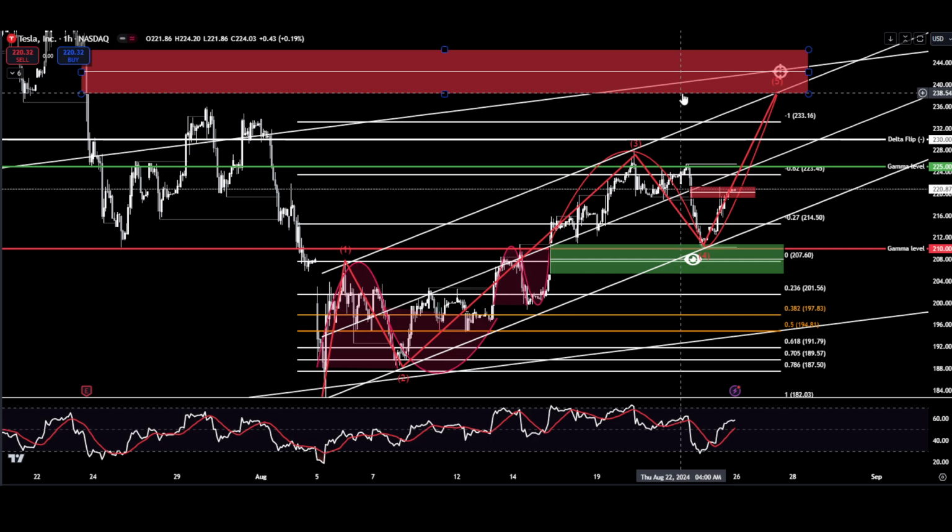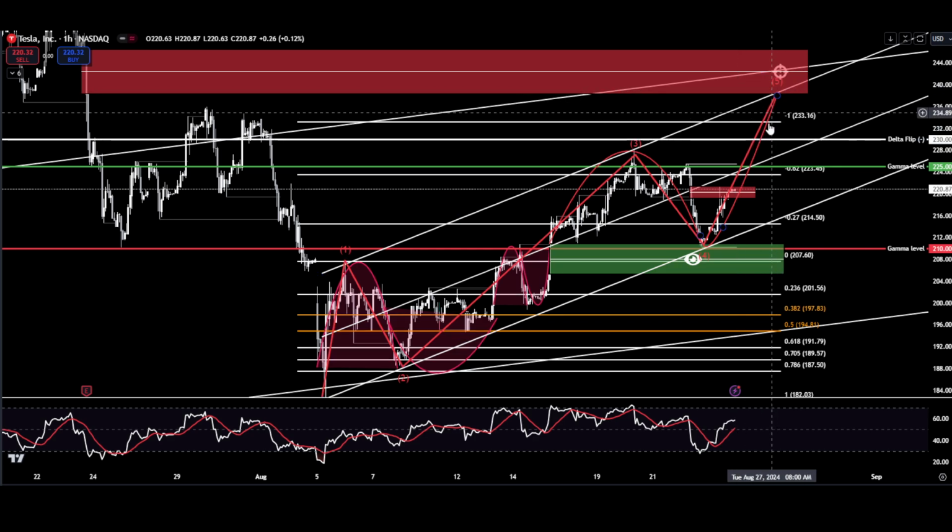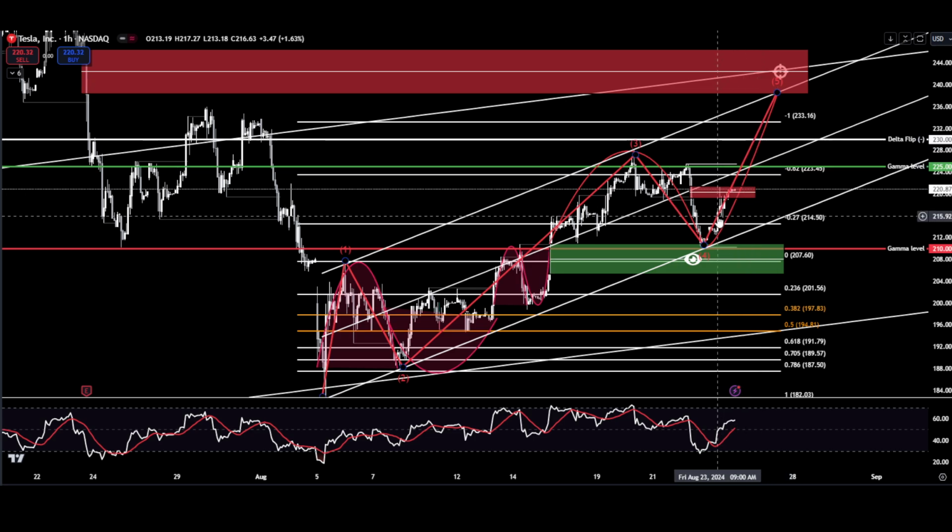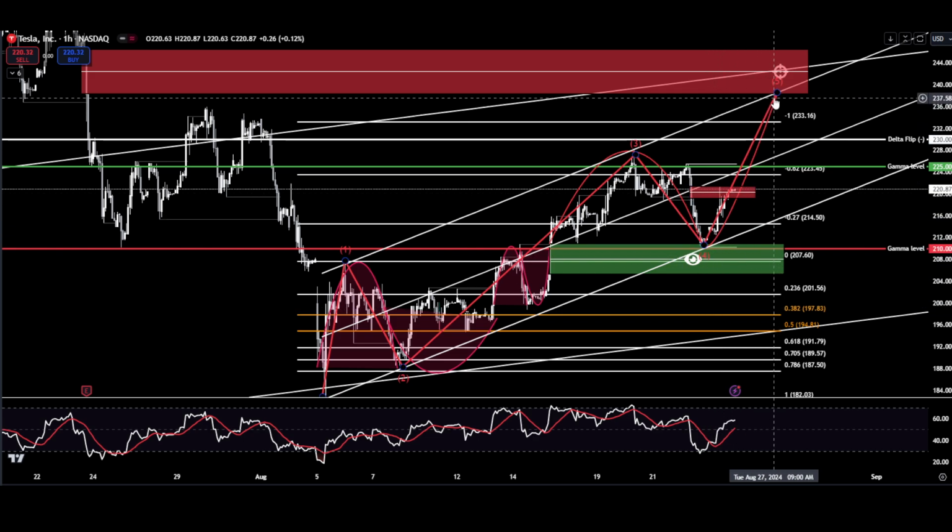Currently, gamma does not support that run. Once we get to 230 with current delta readings, we get a delta flip where delta becomes negative. So that push up to 225 and 230 needs to see more gamma and delta changing in a positive direction in order to make that continued push up next week. But with the Nvidia news coming out, if QQQ rallies, Nvidia's rallying, it's definitely a possibility that Tesla could make this push. So we'll just be watching that.